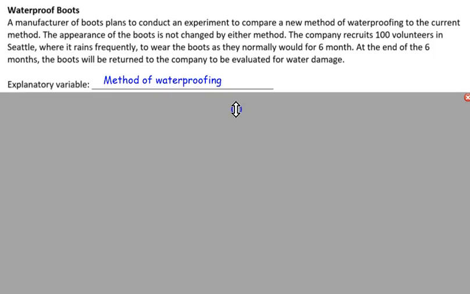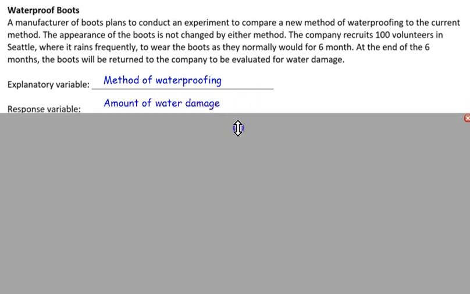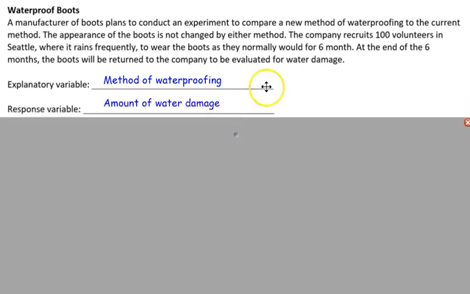Well, the explanatory variable is method of waterproofing, either old method or new method. The response variable is the amount of water damage on the boot. You can get both of those from the content of the problem.